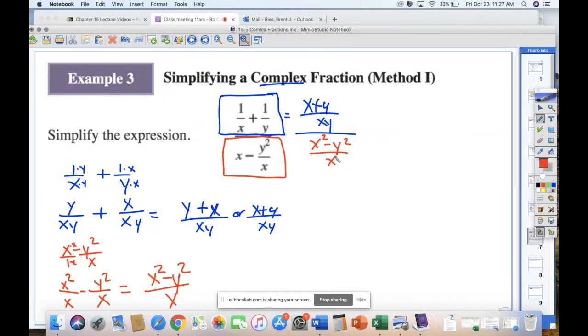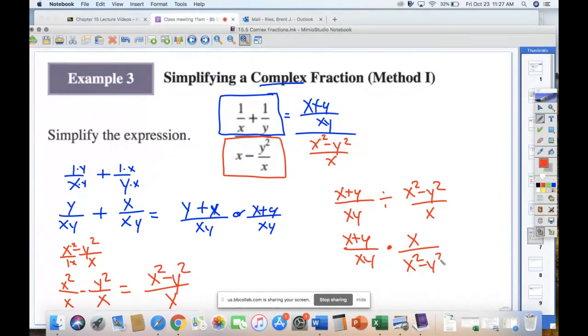Now I have a fraction divided by a fraction. I don't like how it looks stacked. So I'm going to take x plus y over xy, divide it by the bottom fraction, x squared minus y squared over x. Keep change flip tells me keep x plus y over xy. Change tells me to change division to multiplication. And this is now going to flip to x over x squared minus y squared.